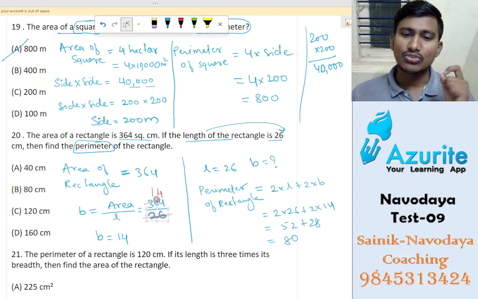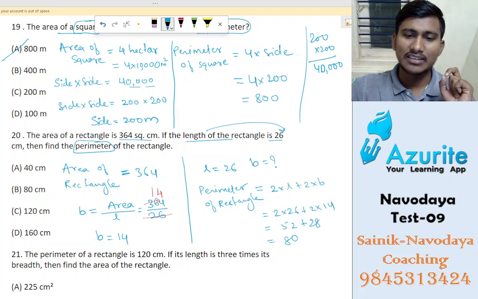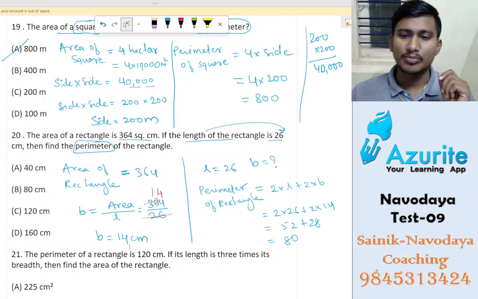Okay. Now you cancel it out. 26 ones are 26, and how much will be remaining? 10. Then it will become 104. So 26 fours are 104. So 14. Breadth is 14 centimeter. So we got length and breadth, and we can find the perimeter.